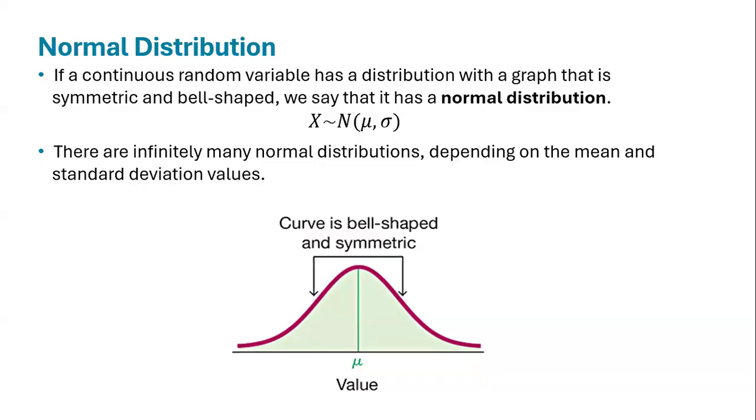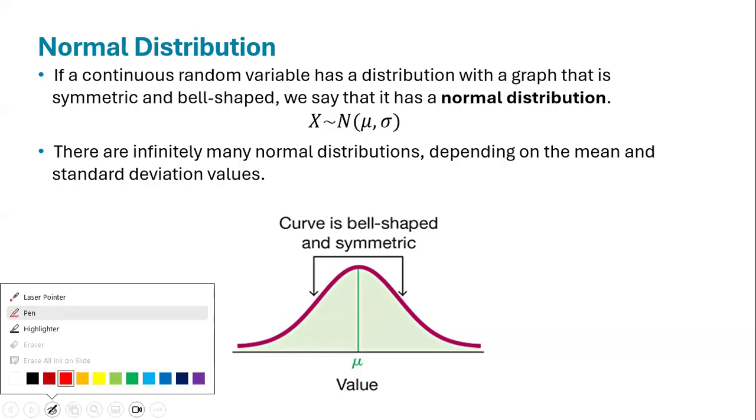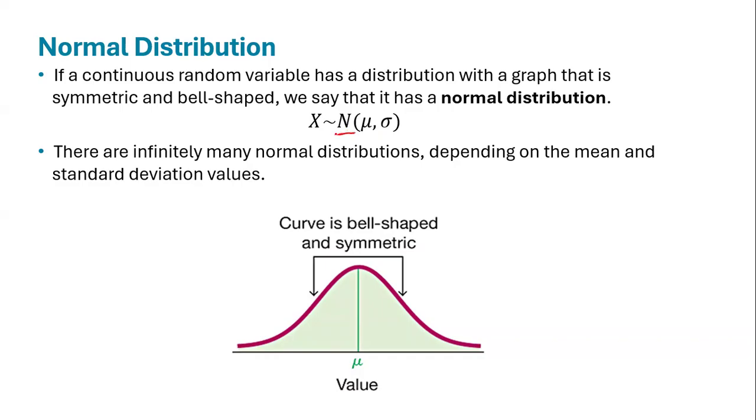When do we have a normal distribution? When we have a symmetric bell-shaped curve, we can call it a normal distribution. And we usually show a normal distribution by the letter N. And if you remember, we showed the uniform distribution by U. But for the normal distribution, we use N, which represents the normal distribution, and inside the parenthesis, we put mu and sigma. The mu is the mean, and the sigma is the standard deviation.